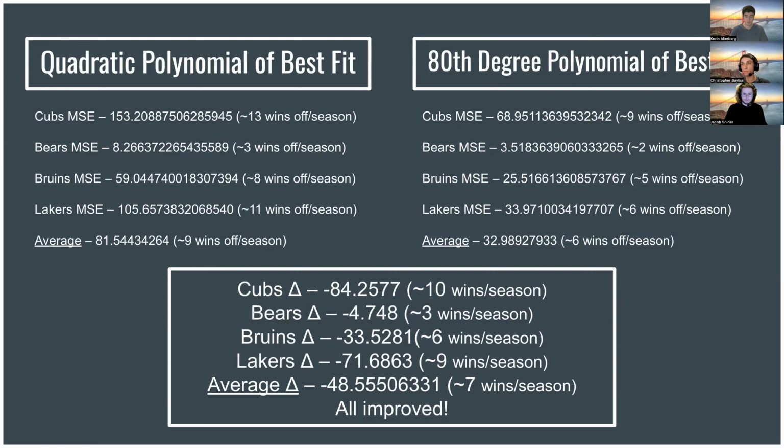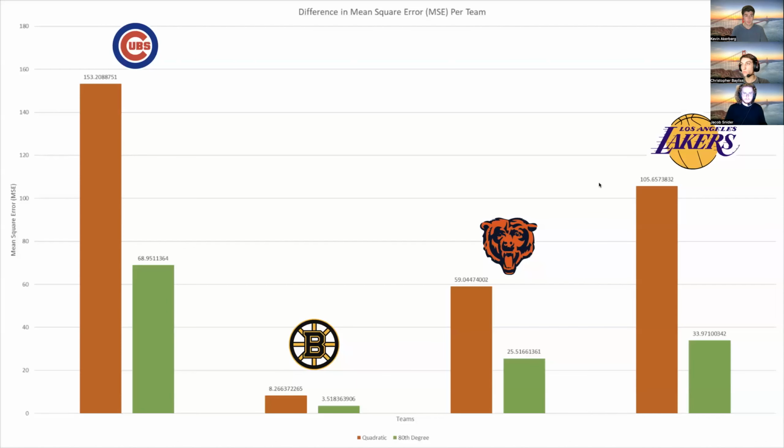Right. And then looking at the deltas between the errors of the quadratic and 80th degree polynomials, we see a negative delta, or negative change, between the error rates, meaning that for each team, the 80th degree polynomial improved our lines of best fit and was a more accurate method, as we hypothesized. Here is a visual of the errors of the quadratic and 80th degree polynomials put next to each other. Again, we observe an improvement in all cases for the 80th degree polynomial.